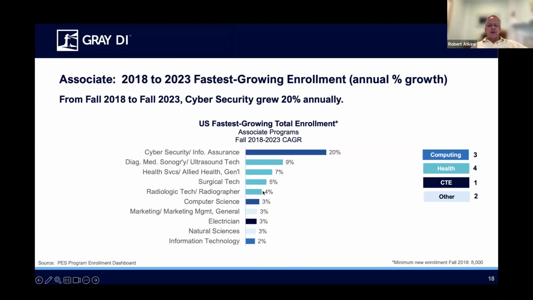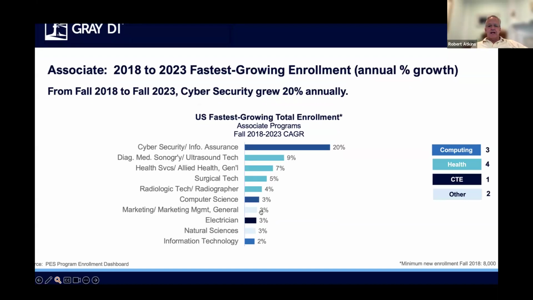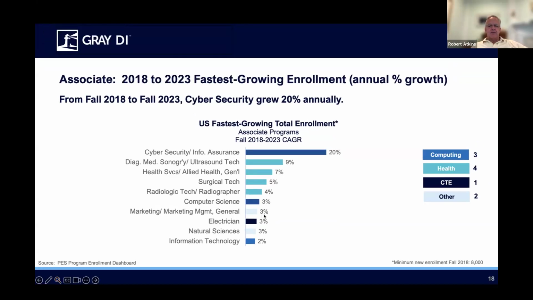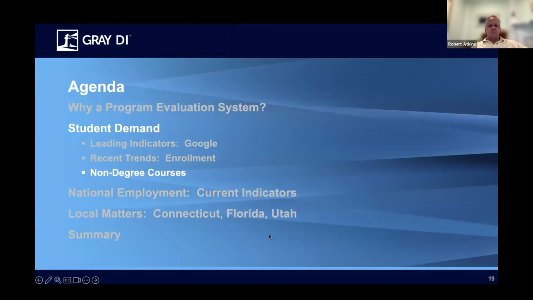We've got several healthcare entries on this list. Diagnostic sonography, ultrasound to all of us who aren't in that field. Health services, allied health up 7%. Surge tech up 5%. Rad tech up 4%. Then we only have one career and technical program on this, and that's because it's the associate level. Electrician up 3%. And a couple of more random things, marketing management up 3%, and natural sciences up 3%.